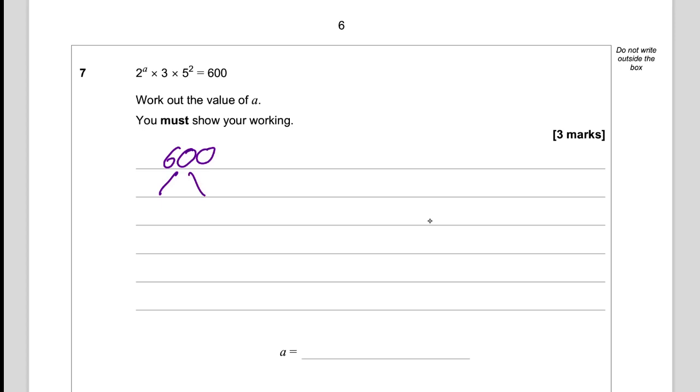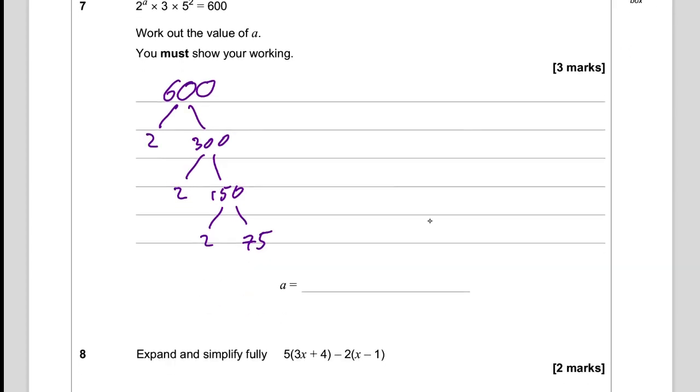So 600 is 2 times 300, which is going to be 2 times 150, which is going to be 2 times 75. And to be fair, none of the rest of that is divisible by 2, so we can stop there. So a has got to be equal to 3, because it's going to be 2 times 2 times 2 times 75. 75 is obviously 3 times 5 times 5, but that's absolutely fine. We don't need to go any further than that.